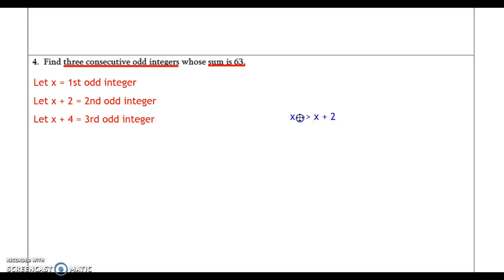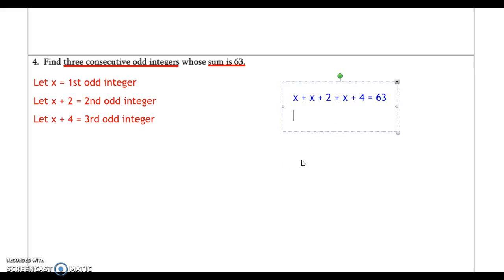Let's get rid of this stuff. And let's set up our equation based on the fact that the sum is 63. And remember, sum means add. I'm going to start off with x, and I need to add it to the second odd integer and the third odd integer. Well, the second odd integer is x plus 2. And the third odd integer is x plus 4. That sum, when I add x, x plus 2, and x plus 4, should be equal to 63.